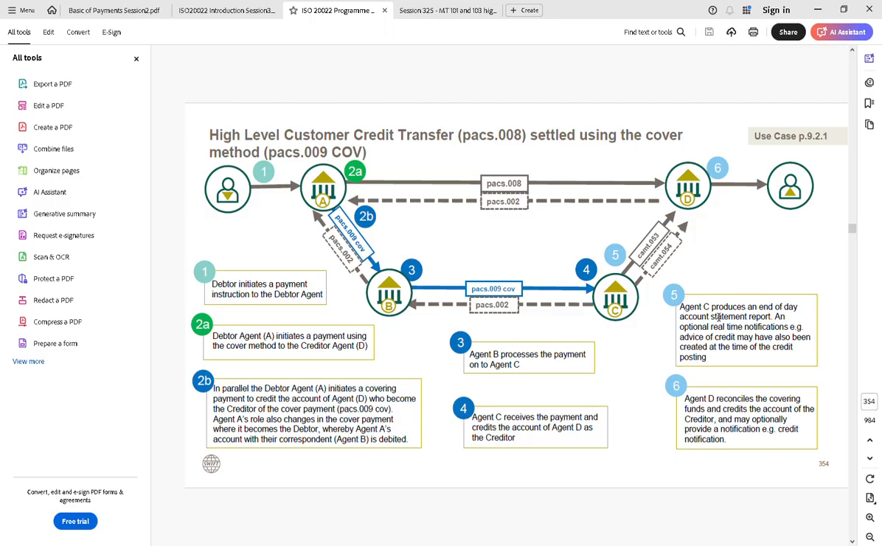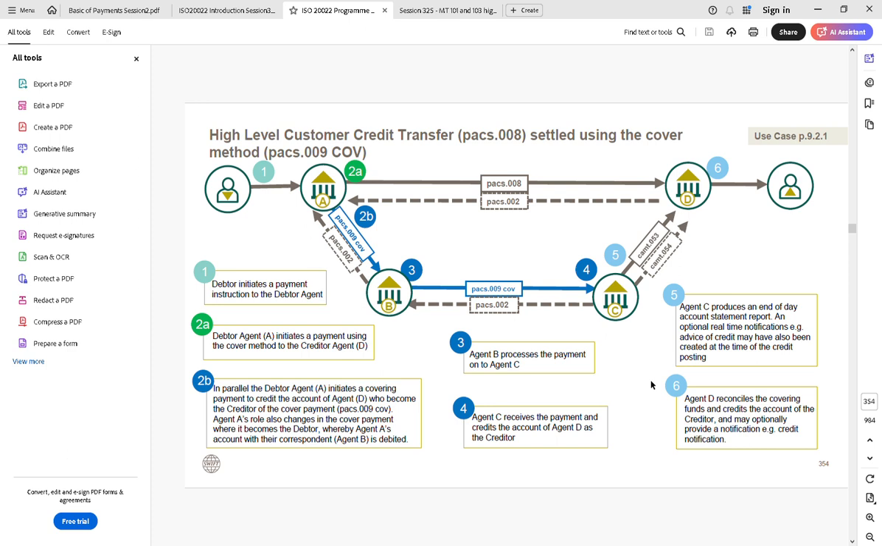Same thing. Agent C produces an end of day statement. Okay, so we also discussed the end of day statement and optional real-time notification, which is CAMT54. So agent C sends CAMT54, and if the customer requires, that is CAMT53. Agent D, now this last part is important. Agent D reconciles the covering funds and credits the account of the creditor, and may optionally provide notification. Okay, so this word is important: reconcile. It is reconciled with PACS 008 and PACS 009 cover. Okay, so that is important. So we already repeated. Come again.